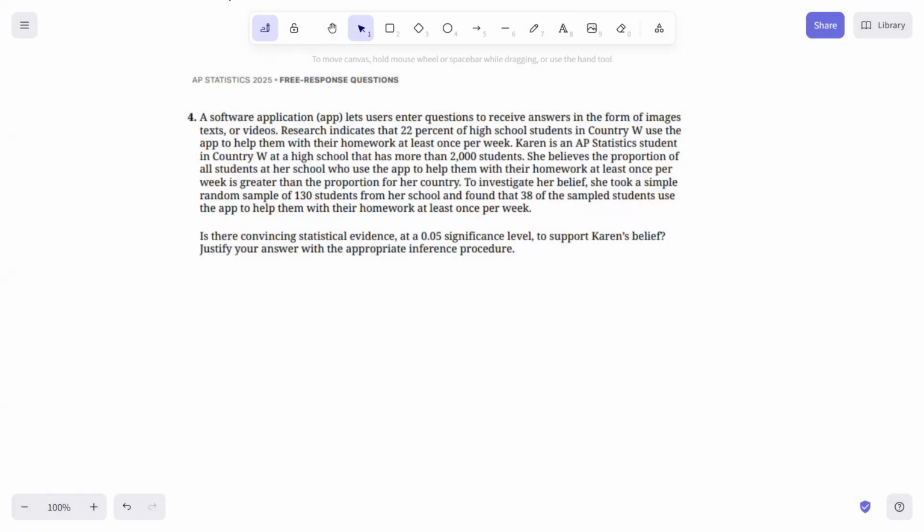So number 4, our full inference procedure. This question focuses on a one sample z-test for proportions. Here, Karen believes her school uses an app more than the national rate of 22%. The task was to run a full hypothesis test. Make sure you do the state, plan, do, conclude, and at the 0.05 significance level.